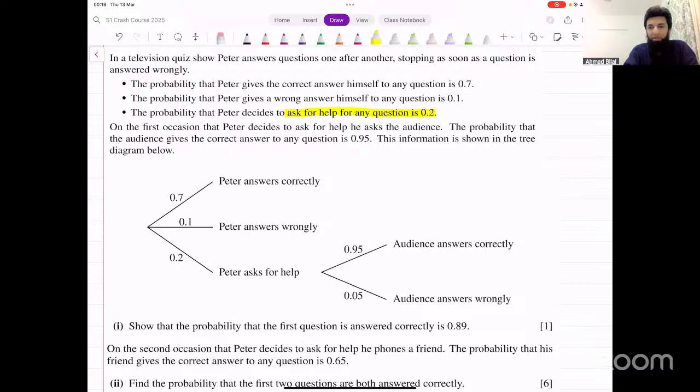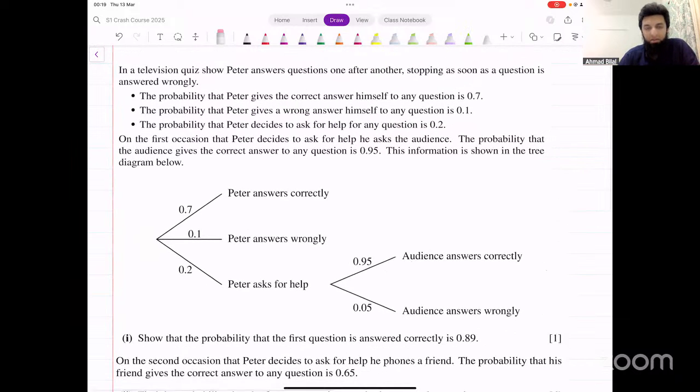So in quiz shows like this, there are some lifelines that they have, that they can ask the audience, they can call a friend to answer some question and things like this. And that's what it means to ask for help. On the first occasion that Peter decides to ask for help, he asks the audience. The probability that the audience gives the correct answer to any question is 0.95.